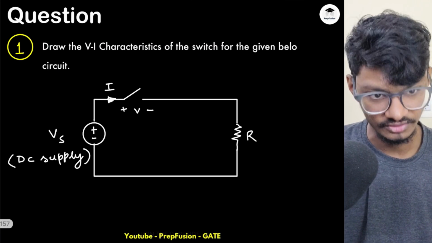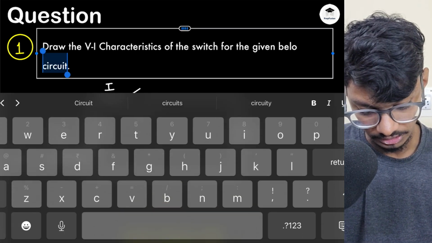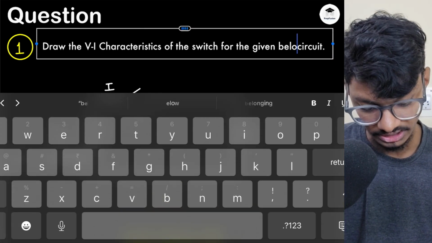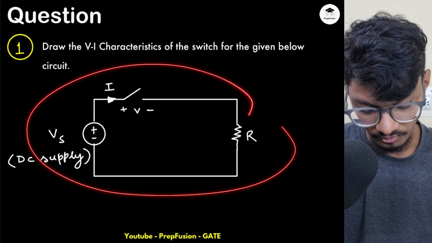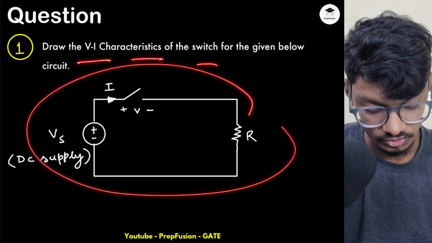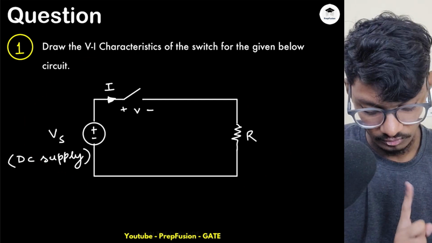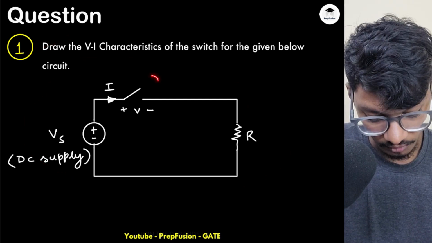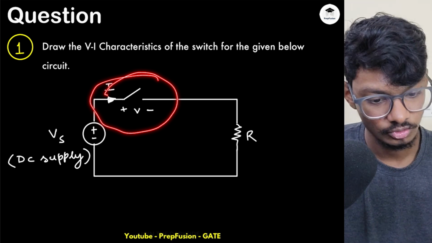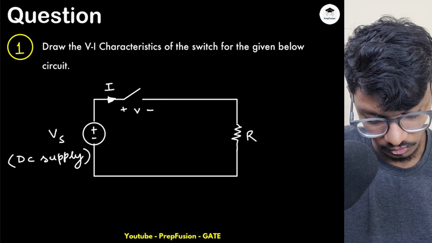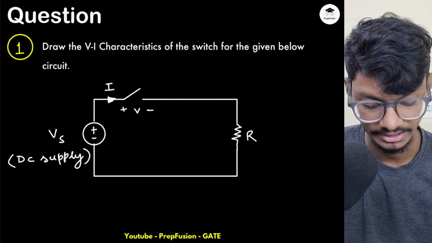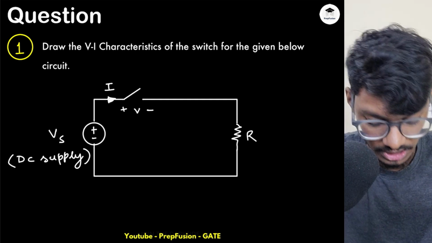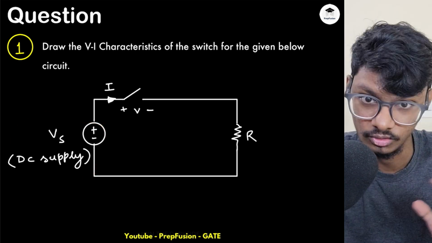But first let's do one question on the ideal switch itself. We are given a circuit and we have to draw the VI characteristics of this switch for the given circuit. So how do we draw? First of all, if nothing is mentioned, we'll assume that this is an ideal switch, and the supply is a DC supply. This is not an AC supply.